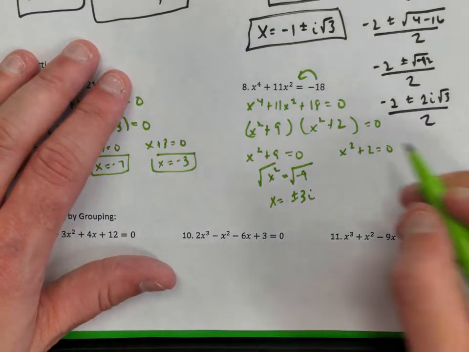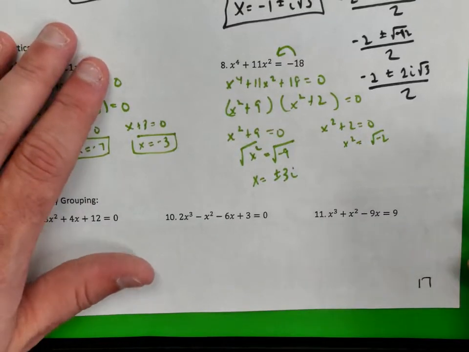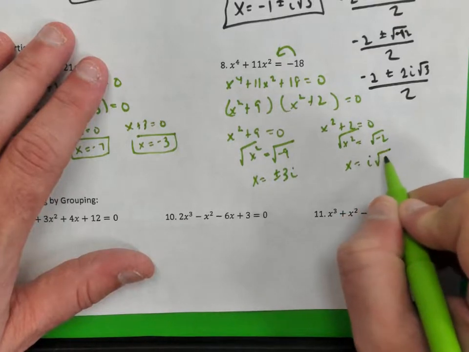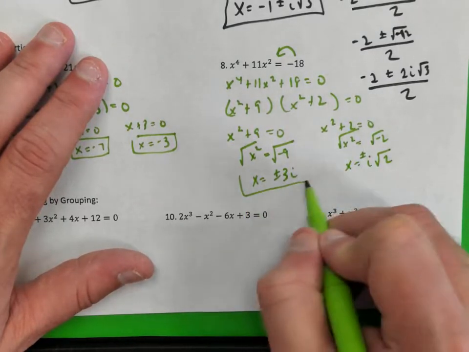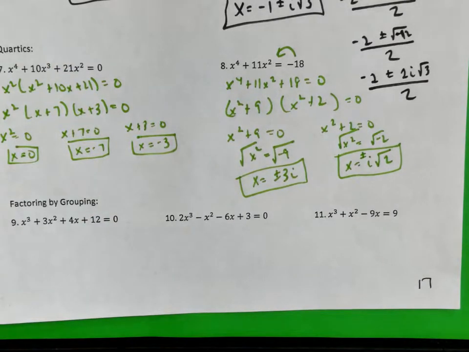Alright. And move this 2 over, it becomes a negative 2. Well, I don't know the square root of negative 2, but I can take an i out and put plus or minus. So I have 4 answers. If I was to graph that quartic, would you see it cross the x-axis at any time? No.